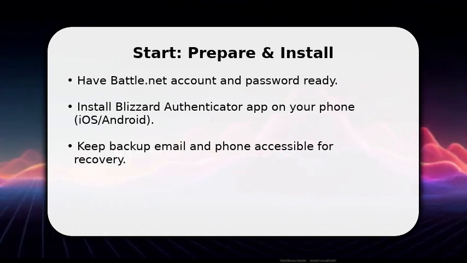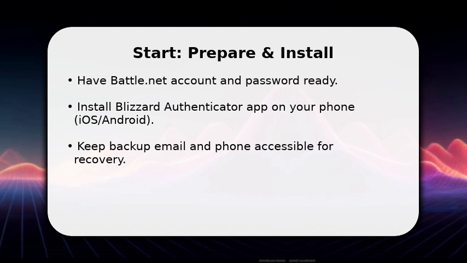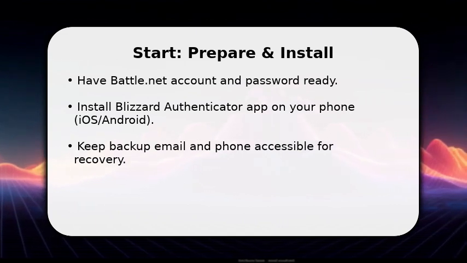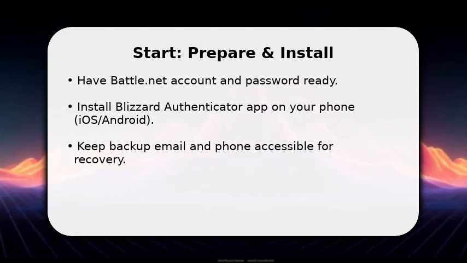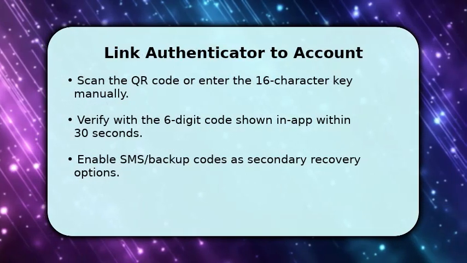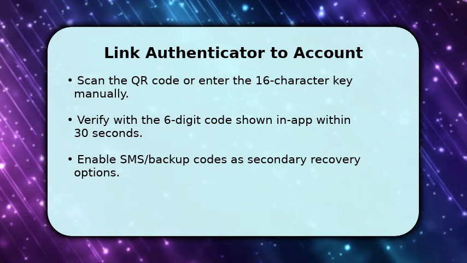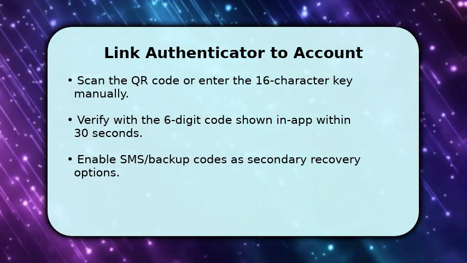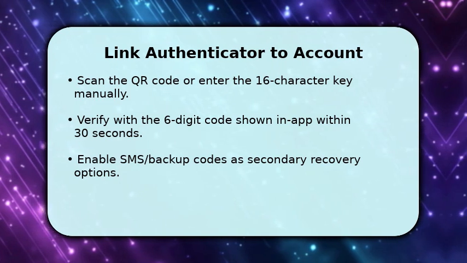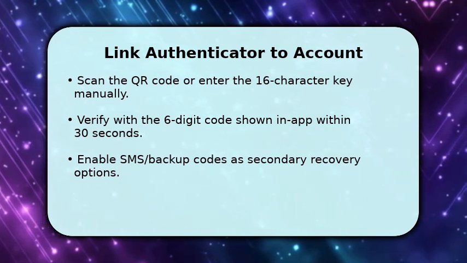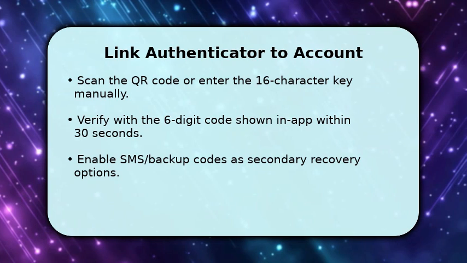Make sure to note recovery options now, because saving them prevents lockout later and speeds any future recovery. Now you scan the QR code with the app or type the 16-character key if scanning fails. That pairs the device to your account. After pairing, the app displays a 6-digit code that changes every 30 seconds, so enter it immediately to verify.